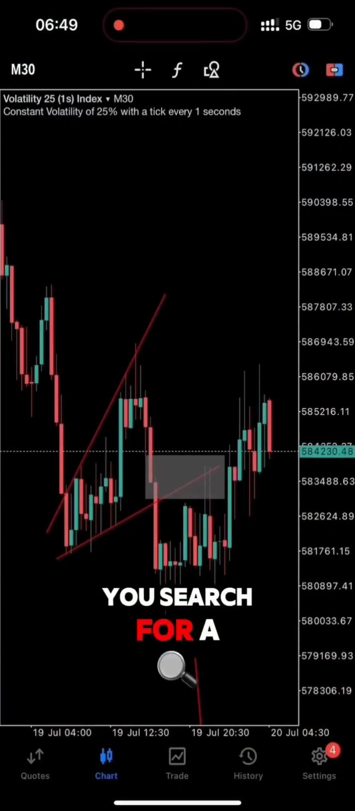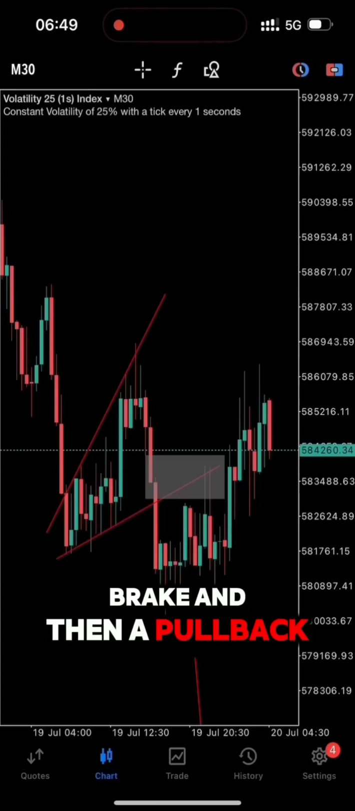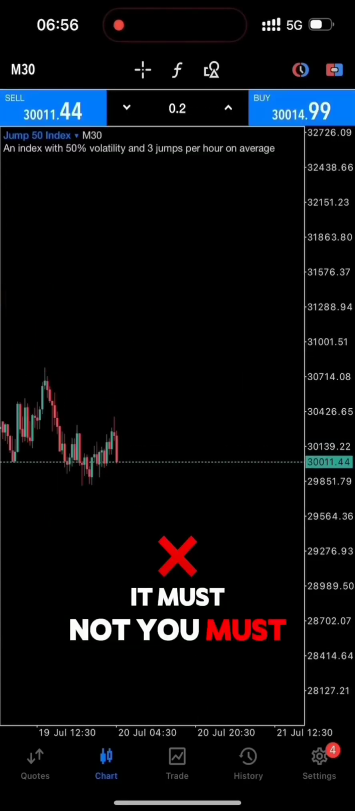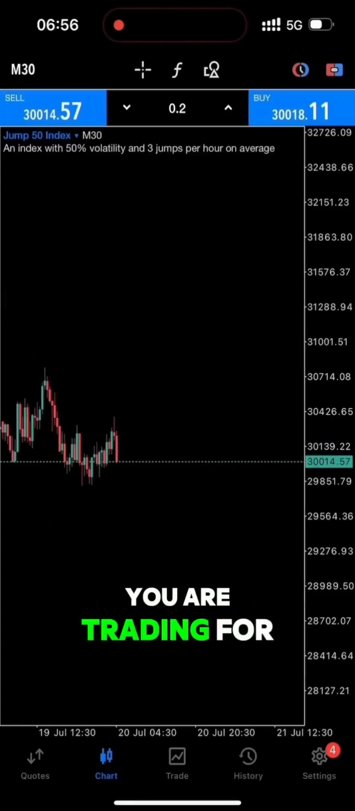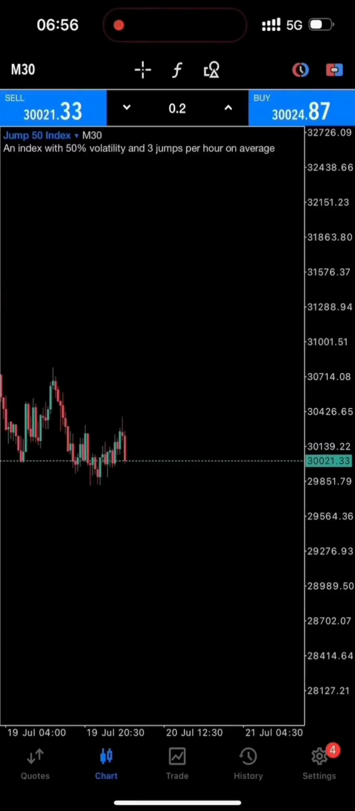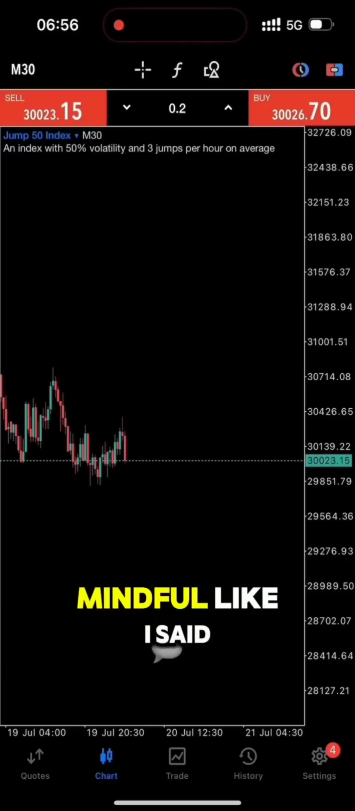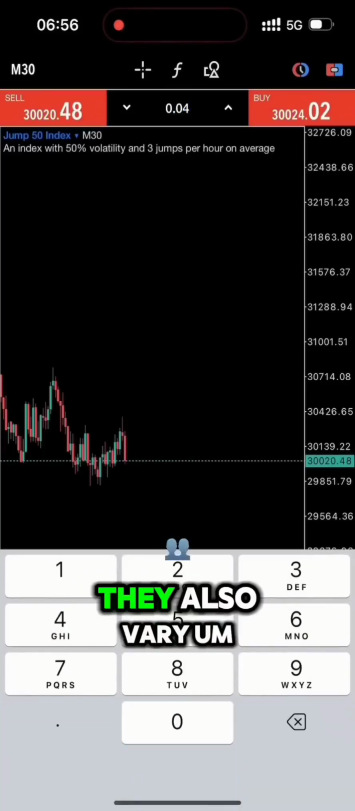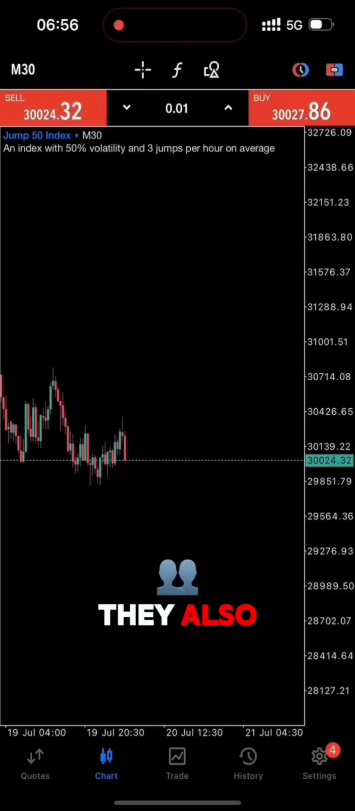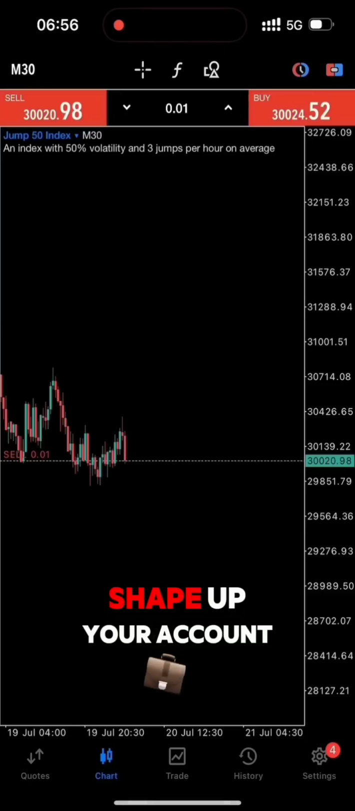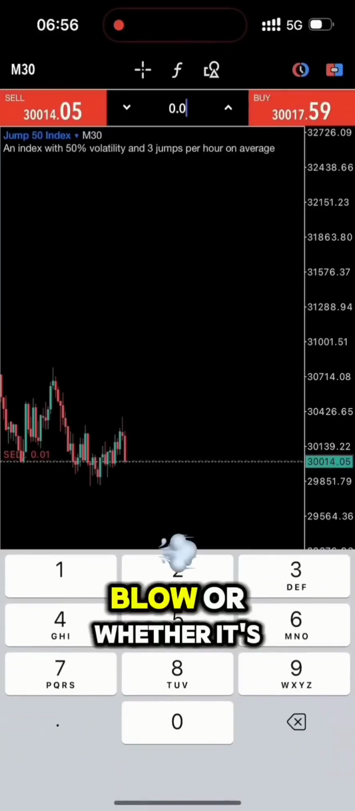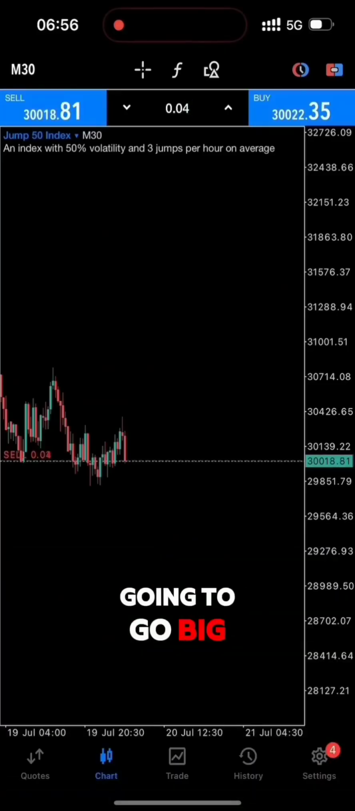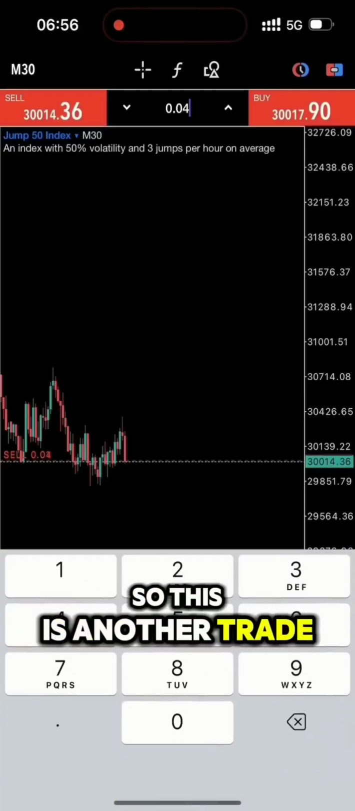When you find your market pattern and then you search for a break and then a pullback, you must notice the type of pattern you are trading for it to take place. And also be mindful, like I said, of the lot sizes. They also vary. They also shape your account, whether it's going to blow or whether it's going to go big. So this is another trade.